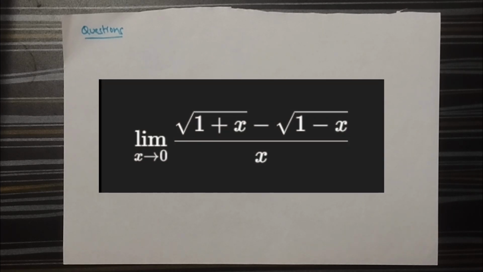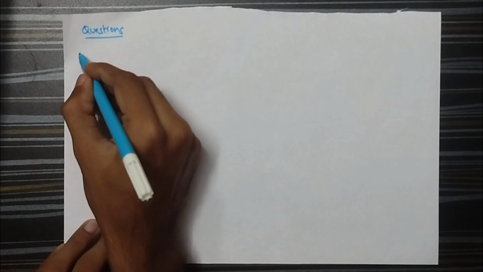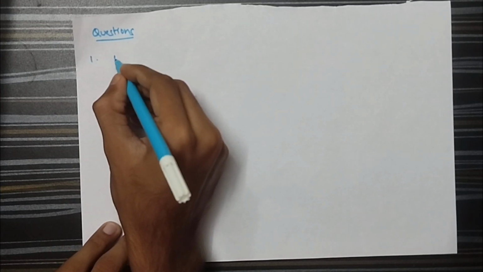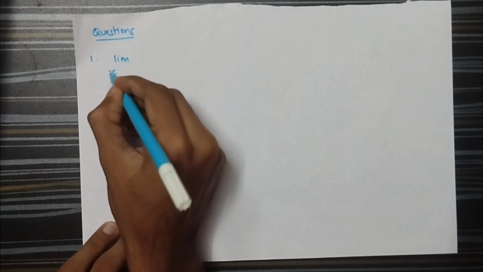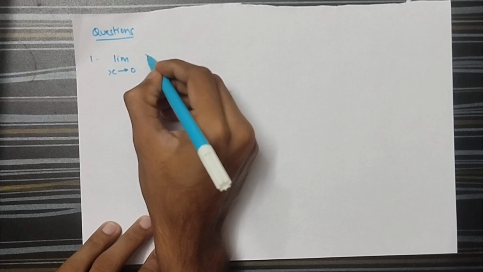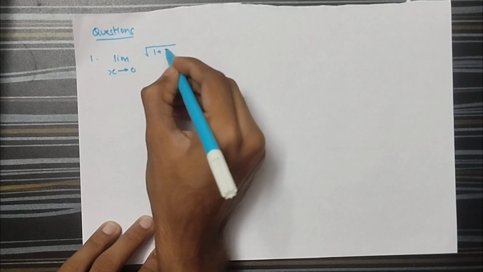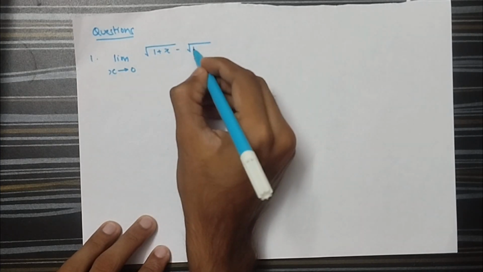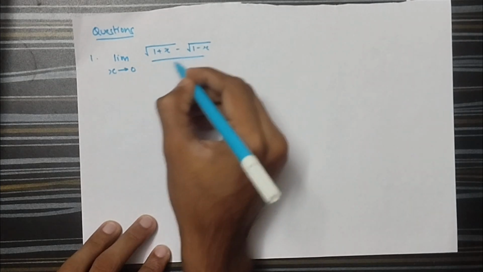limit x tends to 0, root of 1 plus x minus root of 1 minus x, whole divided by x. Okay, so we have to find the value of this limit. So the question is limit x tends to 0, root of 1 plus x minus root of 1 minus x, divided by x.